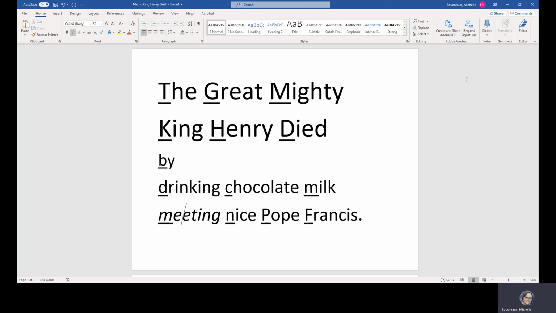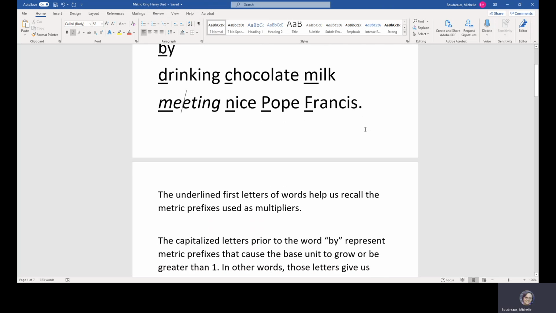So this crazy sentence says, the great mighty King Henry died by drinking chocolate milk, meeting nice Pope Francis. What in the world does that mean? Well, if you notice, the first letter of every word is underlined, and that's going to help you to remember these words. So let's look at the next page.